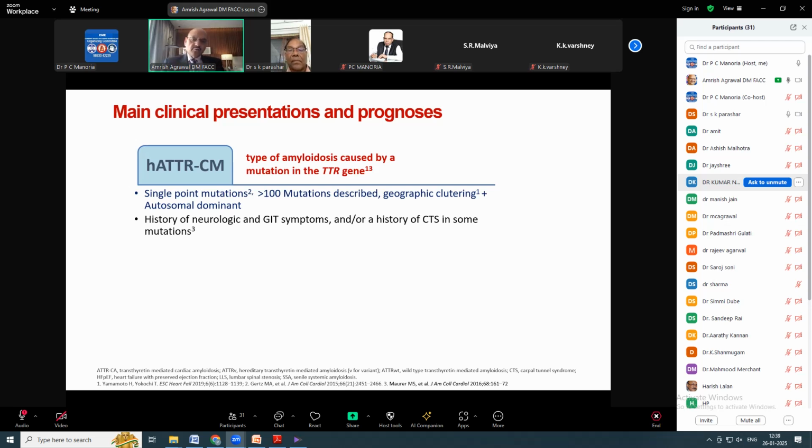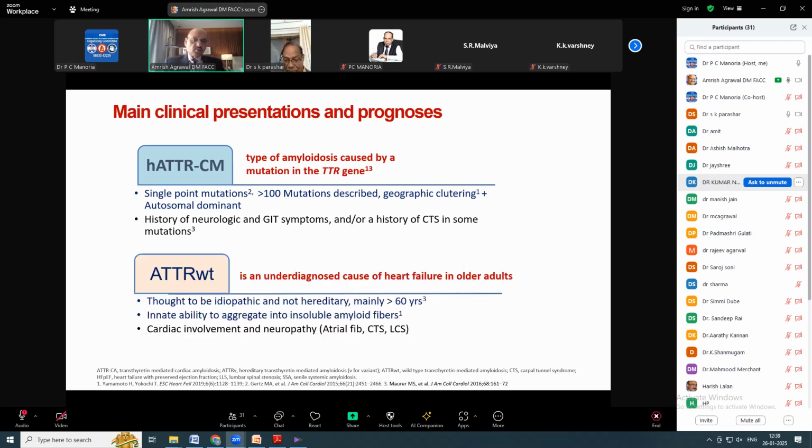In the UAE, the cases we have seen have all turned out to be wild type. Wild type amyloidosis is thought to be idiopathic and non-hereditary, predominantly occurring in the senile age, and has an innate ability to aggregate into insoluble amyloid fibrils. There is cardiac involvement, and there is neuropathy. Typically, neuropathy is seen in 25% of cases of ATTR cardiomyopathy.